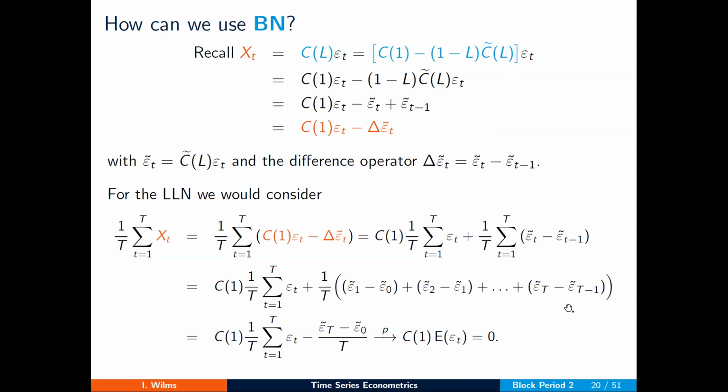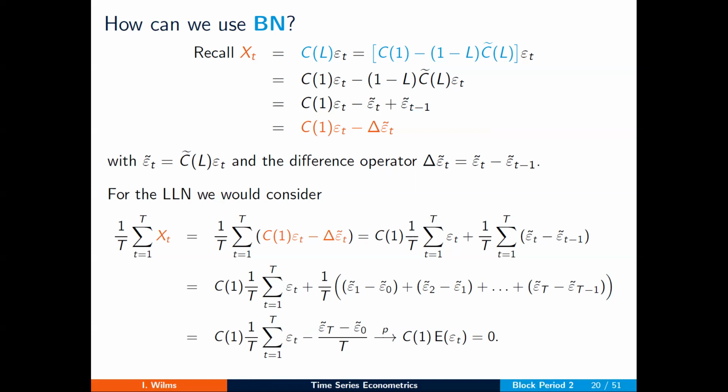Now we can see that actually almost all of these terms cancel out. You can strike out epsilon tilde 1 with epsilon tilde 1 over here and so on. And we're actually only left with this difference, namely the difference between the new error at the last time point capital T and at time point 0. Now in the tutorial, we will see that this second term over here is little op1 and so asymptotically negligible, which means that this whole guy over here converges in probability to the expected value of the error term pre-multiplied by c1. And in our case, since the error terms have zero expectation, the probability limit is just equal to 0.